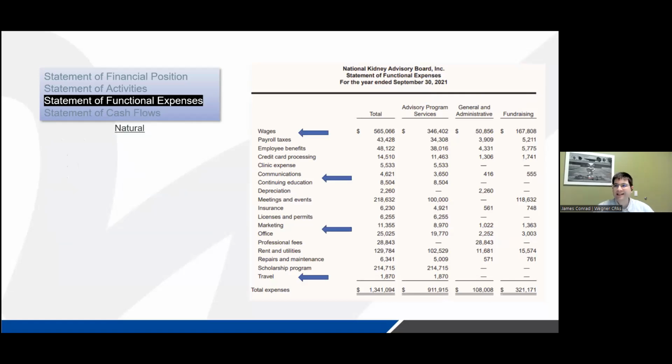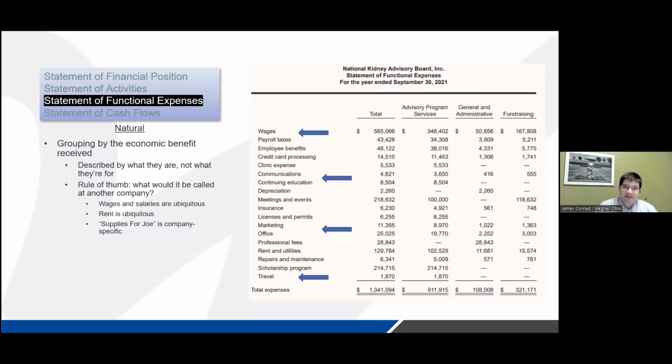So now we're going to get to the natural classifications. So this is going to be your rows. The way I have it defined is it's grouping by the economic benefit received. You think to yourself, what does that mean? Another way to think about it is it's describing what the expenses are and not what they're for.